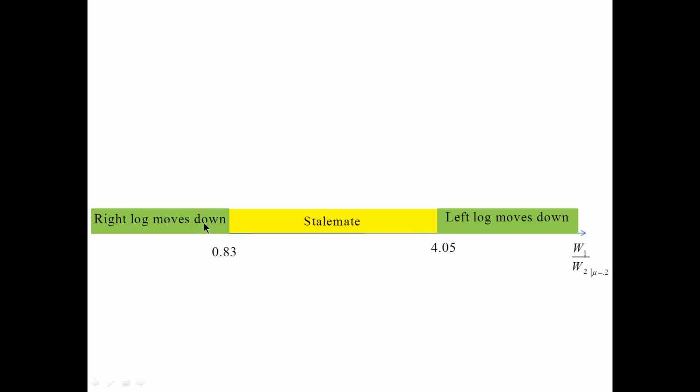because the right log has a steeper slope, so it doesn't take as much for the right log to overcome the left log. On the other hand, for the left log to overcome, because its slope is not that steep, it needs to be significantly heavier than the right log.